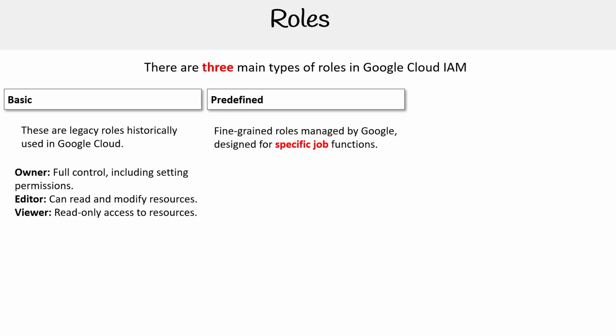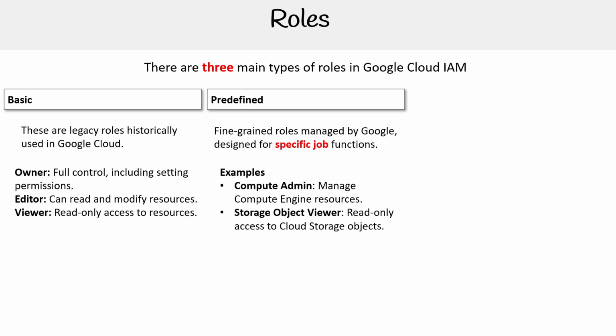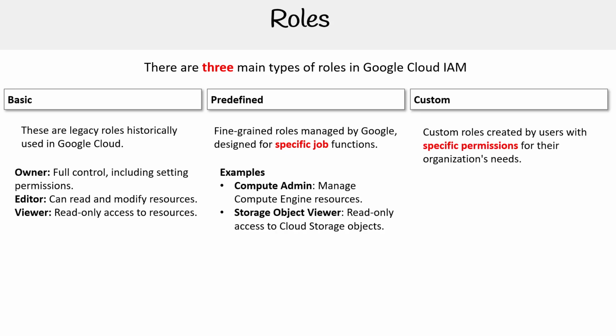And then we have predefined, so fine-grained roles managed by Google, designed for specific job functions. So compute admin would allow you to manage Compute Engine resources, just like the last one we saw. The example that might have been something like Google Cloud Bucket Developer. I don't know, but that's an example. So here's another one, storage object viewer. So read access to Cloud Storage.